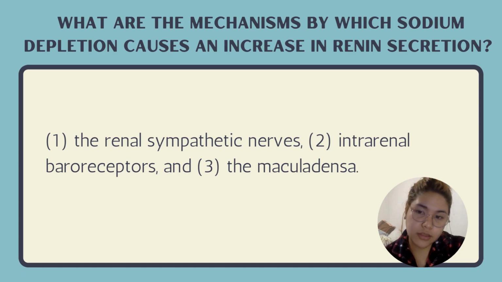So what are the mechanisms by which sodium depletion causes an increase in renin secretion? There are three distinct inputs to the juxtaglomerular cells or JG cells. First is the renal sympathetic nerves. Second is the intrarenal baroreceptors and the macula densa.